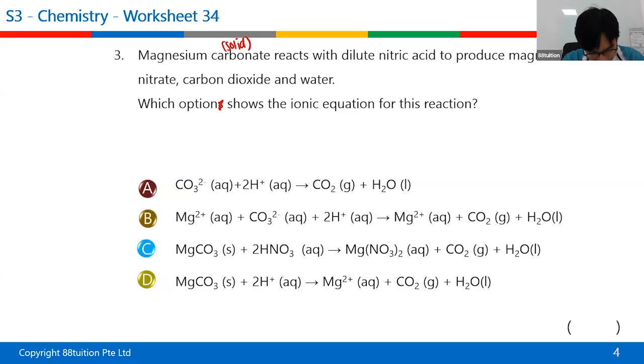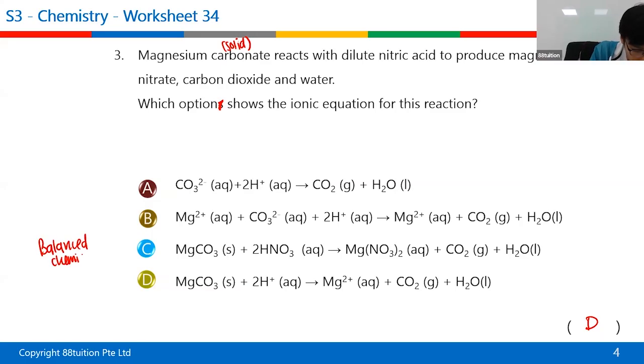So the correct answer here is D. Even though two of you got it correct, I will still go through it in case there are other students just watching the tutorial. Why Randall's answer is not correct is because C is what we call a fully balanced chemical equation.